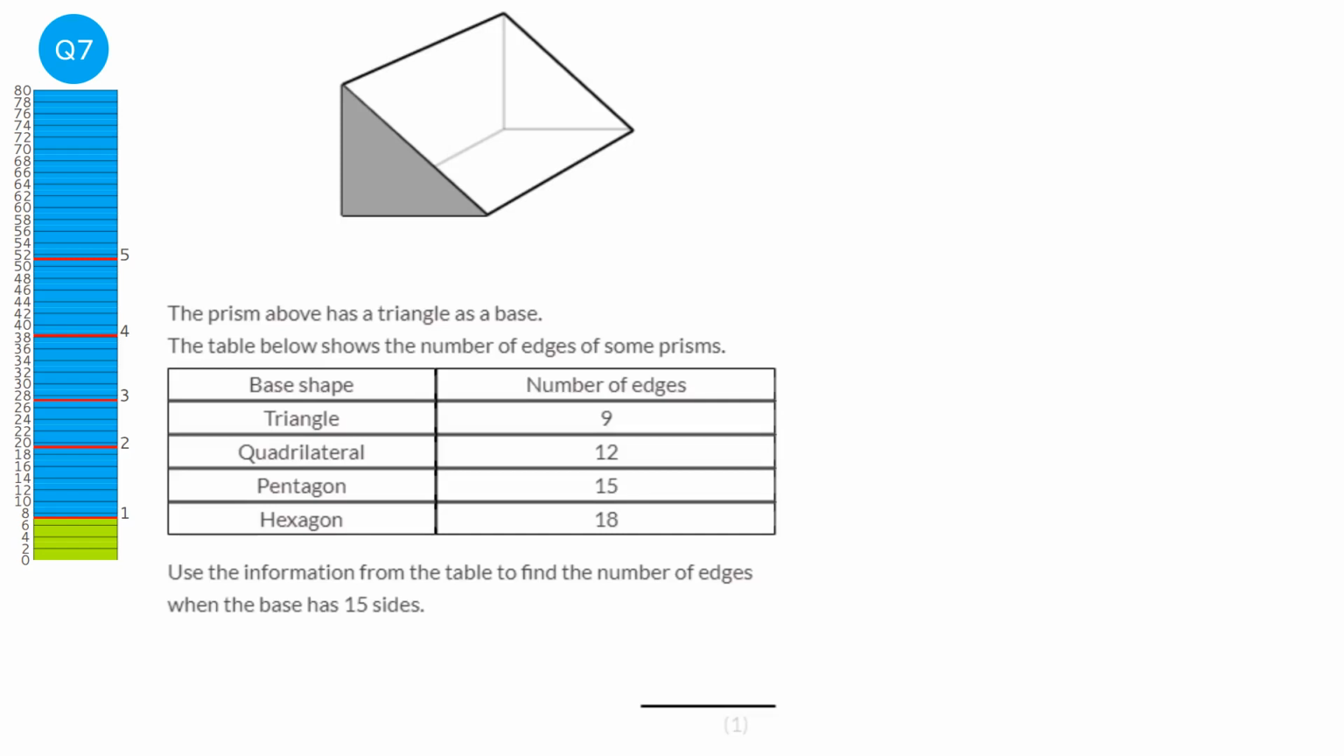So if we just add the amount of sides each of these shapes has, a triangle has 3 sides, quadrilateral 4, pentagon 5, hexagon 6. And notice what's happening with the number of edges. They're multiplied by 3. Each time they're multiplied by 3. So all we need to do is get the 15 multiplied by 3, which will be 45. So there will be 45 edges.